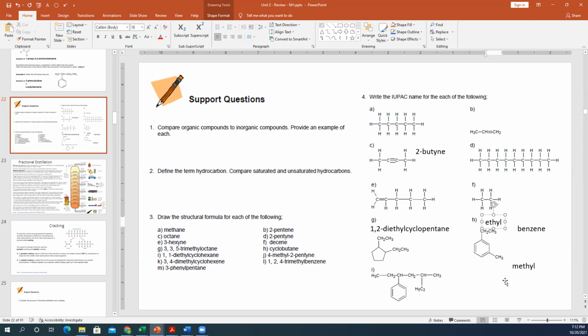Which one's going to be carbon 1? Ethyl. Ethyl is bigger. So we pick this carbon here on this ring. This carbon is going to be our carbon 1. We're going to name this 1.